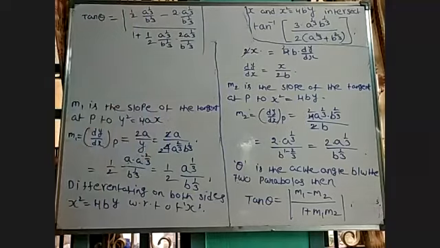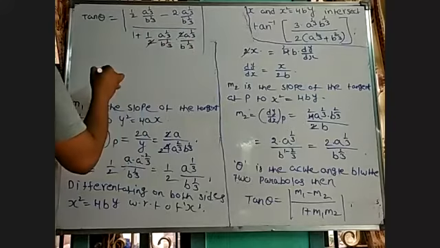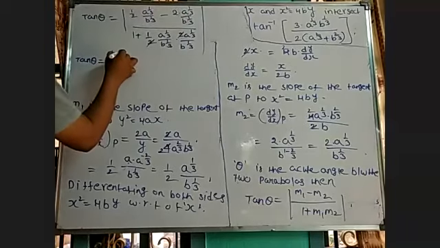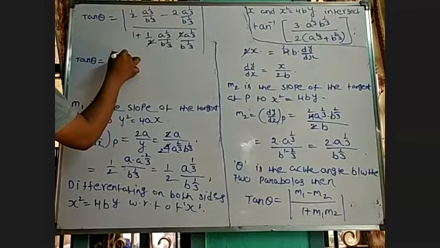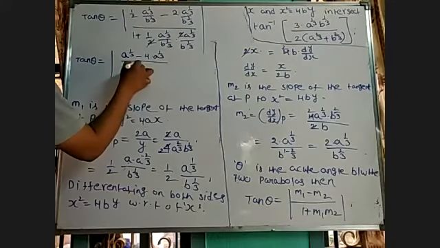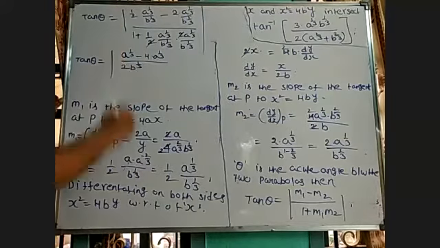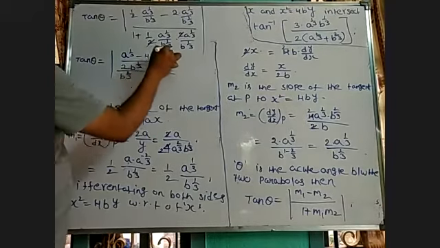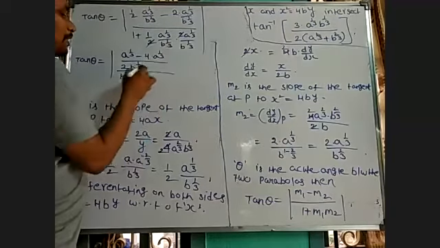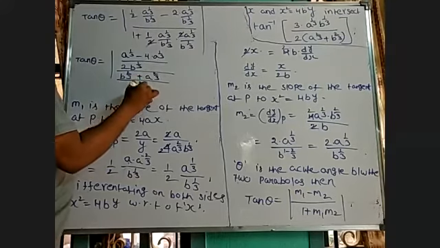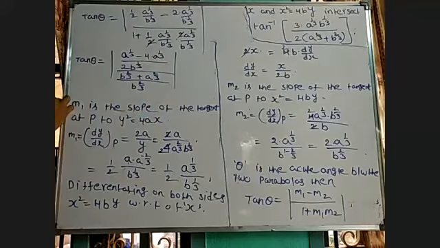From this, these two will get cancelled. Tan theta is equal to mod of, if you take LCM, a power 1 by 3 minus 4 into a power 1 by 3 by b power 1 by 3, over 2 into b power 1 by 3. Next, here we write b power 2 by 3. Using a power m into a power n equals a power m plus n, we get b power 2 by 3 and a power 2 by 3. Here also we get b power 2 by 3. Next, if you subtract, what do we get?